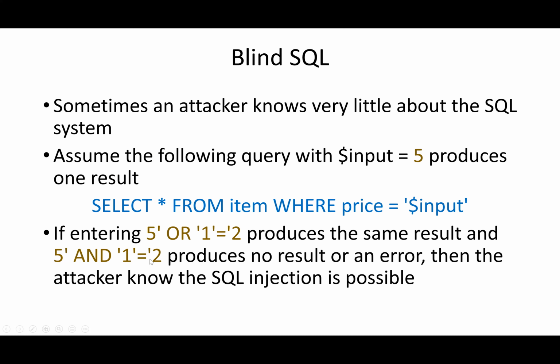Both sides have to be true. And so if the 1 equals 2, which is obviously false, then you don't get any results. So that way one of them works, one of them doesn't. And as long as you got something for 5, you have to, of course, make sure that 5 by itself, the legitimate answer of 5, works. And then the or 1 equals 2 should still work. And the and should not work. When that happens, you know it's possible to do SQL injection.